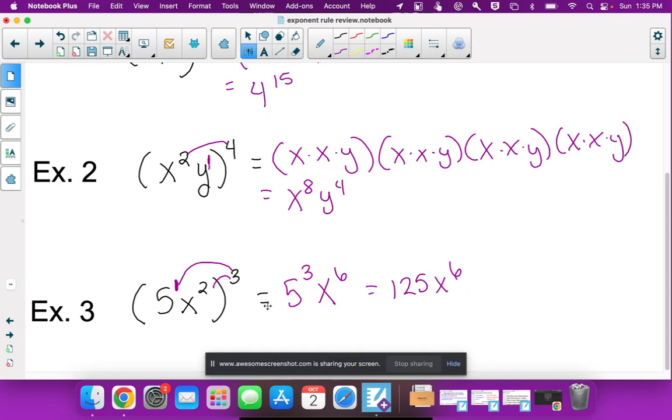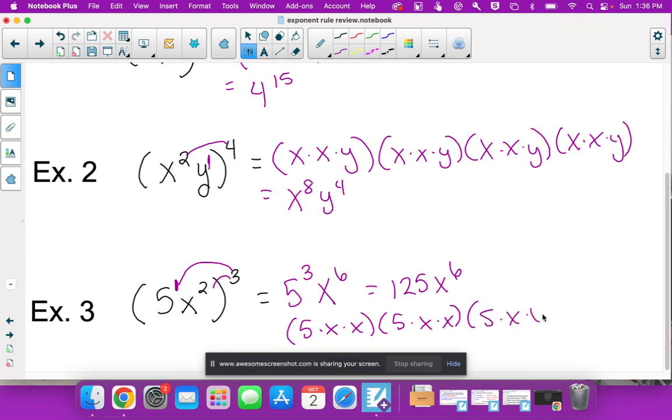So we need to make sure we are hitting that exponent on everything that is in the parentheses. And again, if you have to remind yourself, rewrite it. I've got 5 times x, 3 times. So we have to multiply the whole number as well. And that's usually what people forget. So I have 5 times 5 times 5, 5 to the third, and a total of 6 x's.